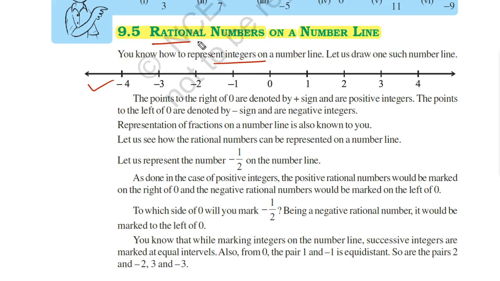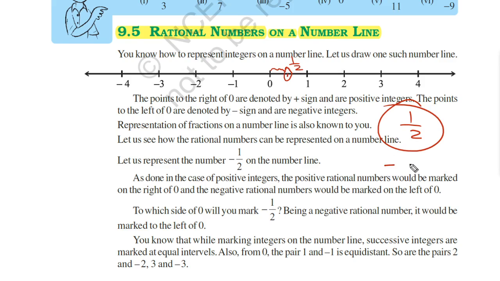Now we will see how to represent a rational number. Suppose we take the example of 1 by 2. We will represent 1 by 2 on a number line. You know that 1 by 2 means we have to divide a part into two parts, and we will take one part. So out of 2 parts we will take one part. Here we divide 0 to 1 into 2 parts like this, and we will take this much part. So we can mark the point and say this point is 1 by 2.